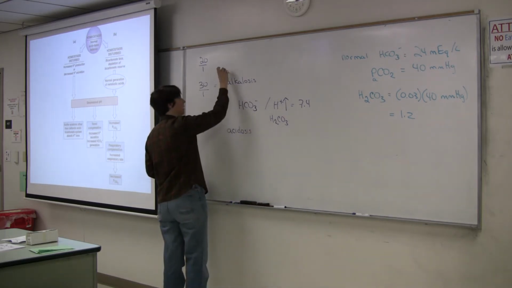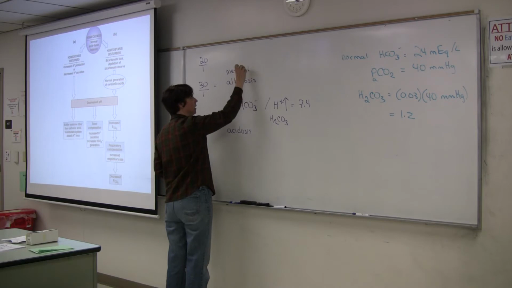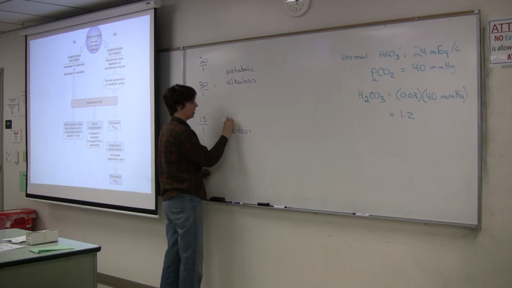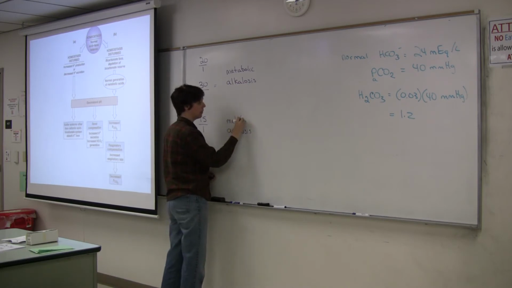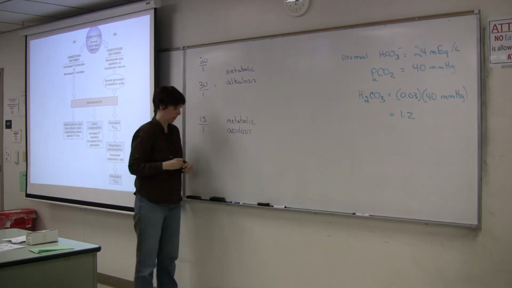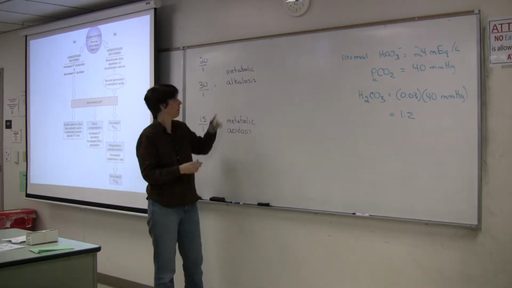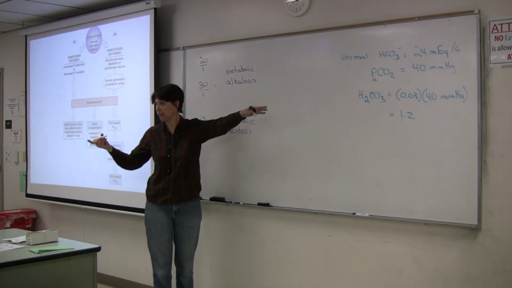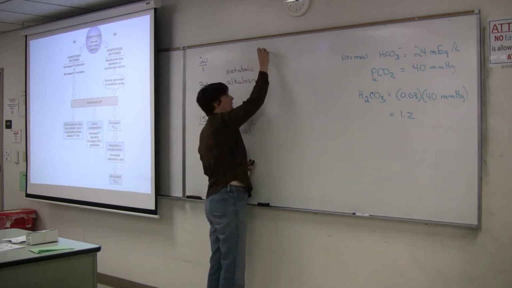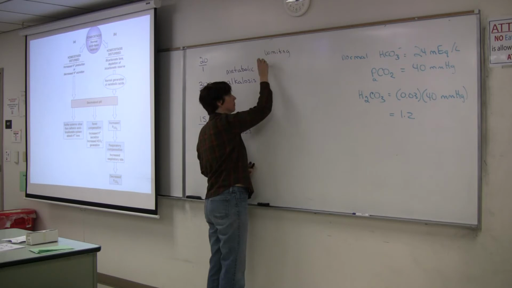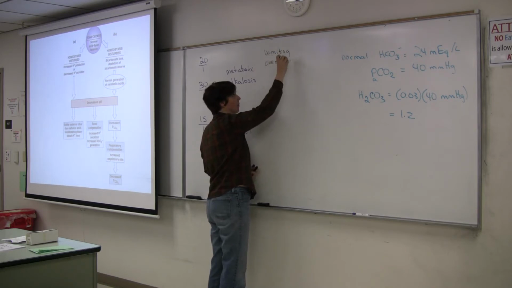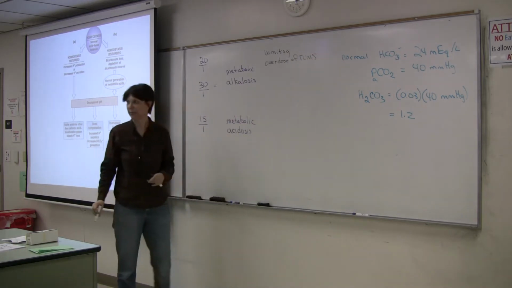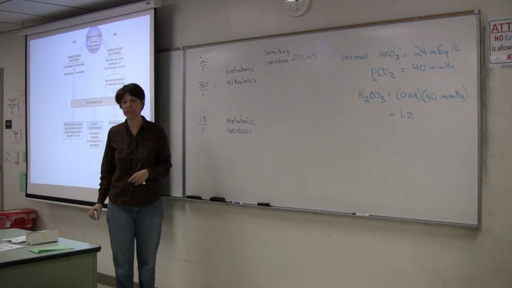So this would be metabolic alkalosis, and this would be metabolic acidosis. So what would be some causes of metabolic alkalosis? Vomiting. Remember, we lose hydrogen, but we keep the bicarb. So excessive vomiting. An overdose of an antacid, Tums, Mylanta, whatever, anything that's going to make too much bicarbonate.